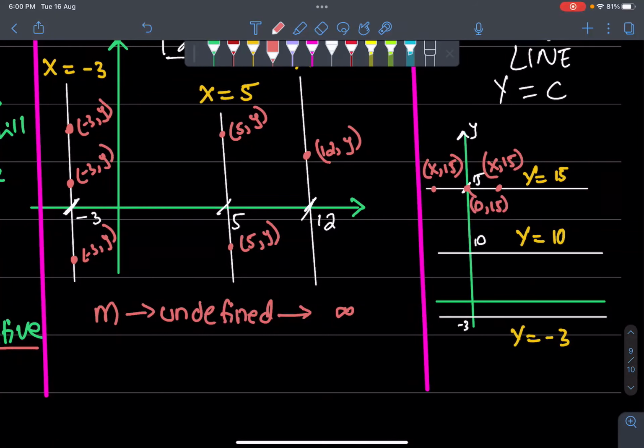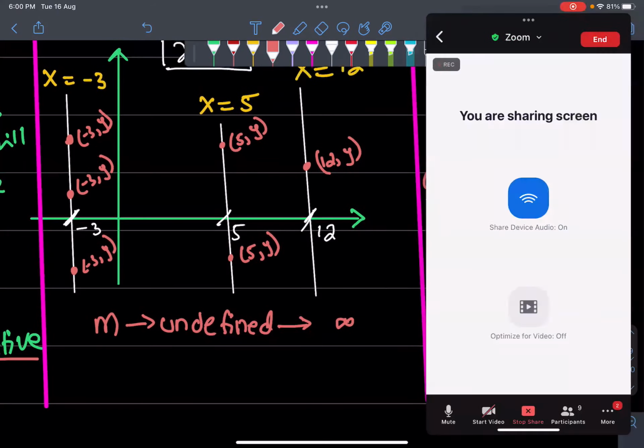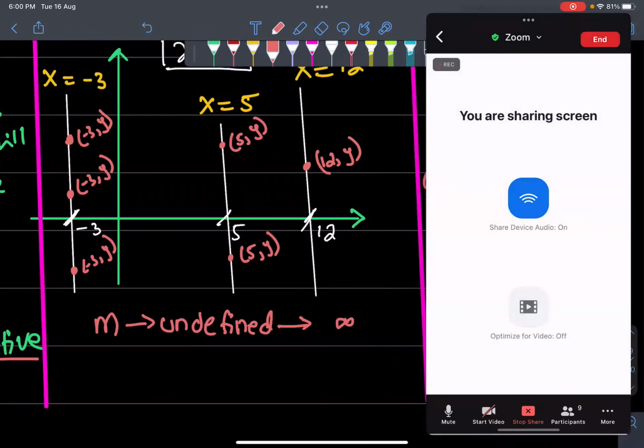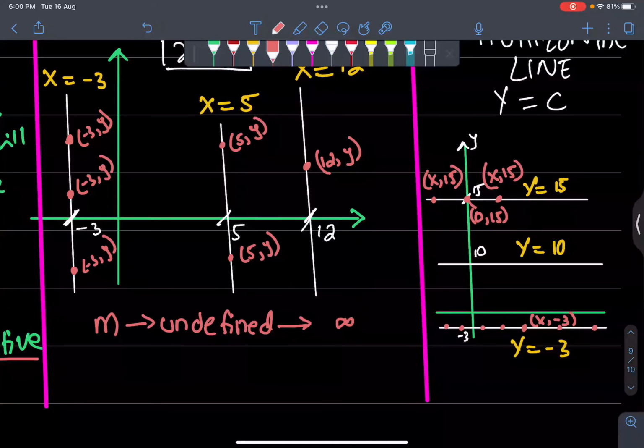On the y-intercept, x is 0, and on the x-intercept, y is 0. We did this in the previous class. So for this line, the value of x I do not know, but y will always be -3. For any point, y will always be -3. Any questions? The reason is that there is no vertical change.